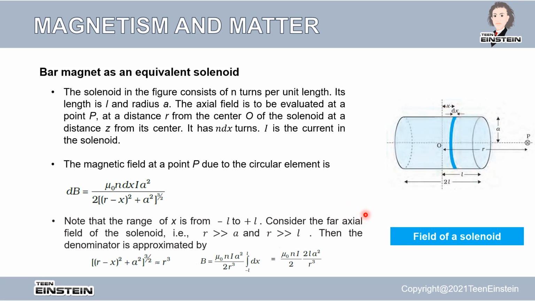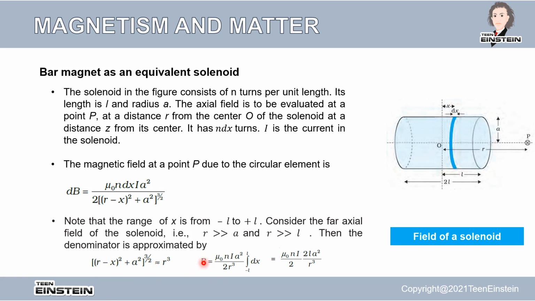Now consider the far axial field of the solenoid. Here a is the radius of the solenoid. If r becomes much larger than a and also much larger than L, that is, much larger than the length and the radius of the solenoid, then what happens? The factor in the denominator becomes r cube, because a and L are very small compared to r. So we can approximate this as r cube.